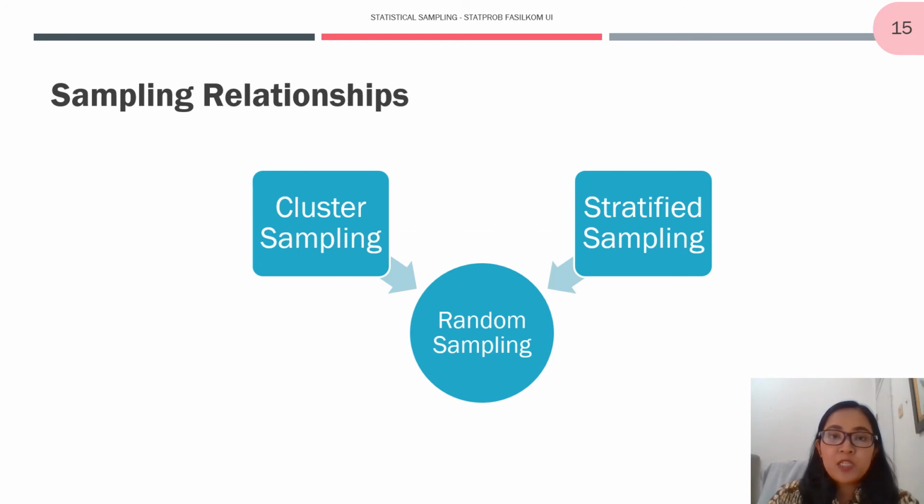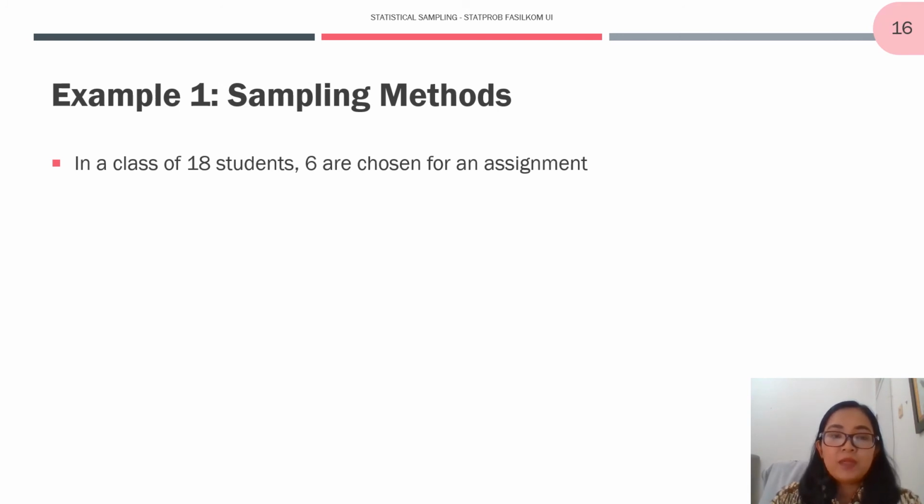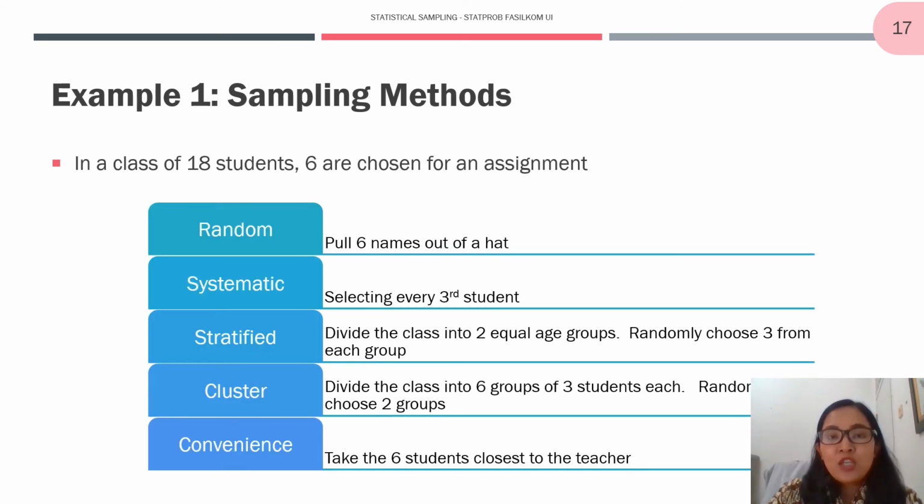Based on the descriptions that we have talked about previously, we know that both cluster sampling and stratified sampling utilize random sampling. Let's look at an example. Say I had a class of 18 students and I would like to select 6 to do a certain assignment. Using random, systematic, stratified, cluster, and convenient sampling, I could select these 6 students using the methods as follows.